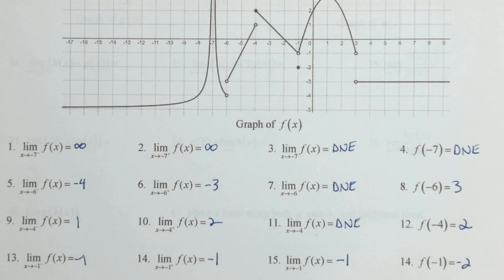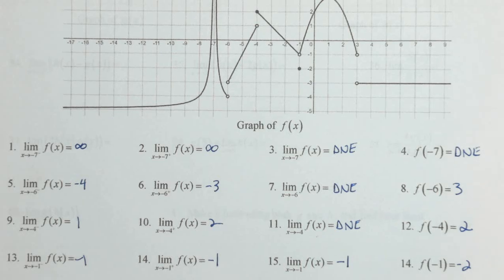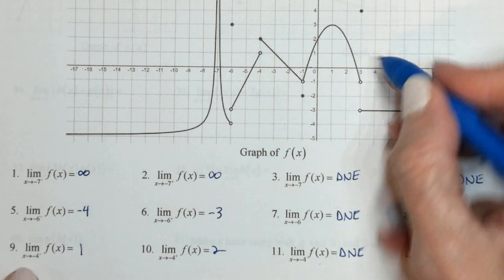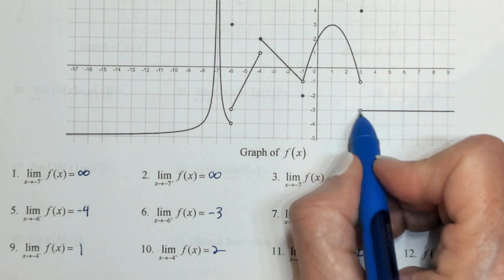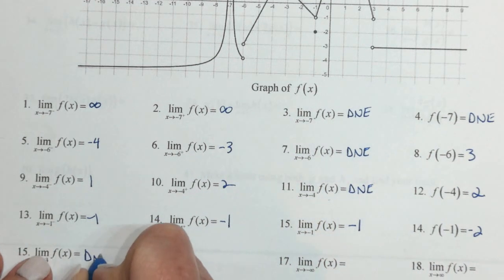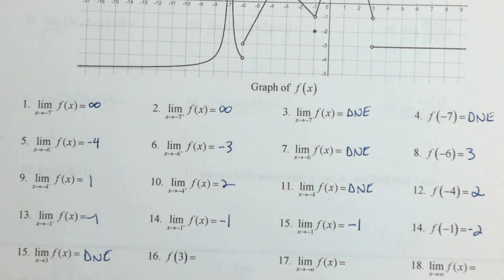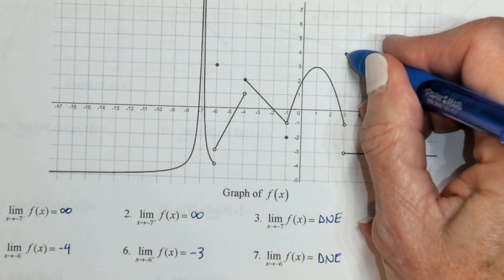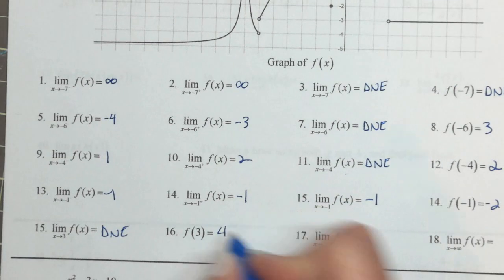Okay. Limit as x approaches 3. That's the overall limit. What is the overall limit as x approaches 3? Well, at 3 here, the limit from the left is -1, the limit from the right is -3, so those do not match, so the overall limit does not exist. Okay, f of 3. F of 3 is easy to find. You find the dot, that is at 4, so f of 3 is 4.